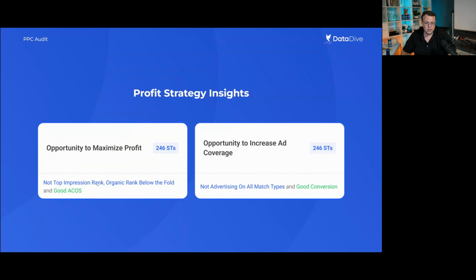So if I go look at what this bucket looks like, again, not top impression rank, organic rank below the fold, and a good ACoS. Below the fold just means not in the top 20, but is it 35? Is it 40? Or is it 20? Right? And what is the relevancy of this keyword? Should I be ranking higher?